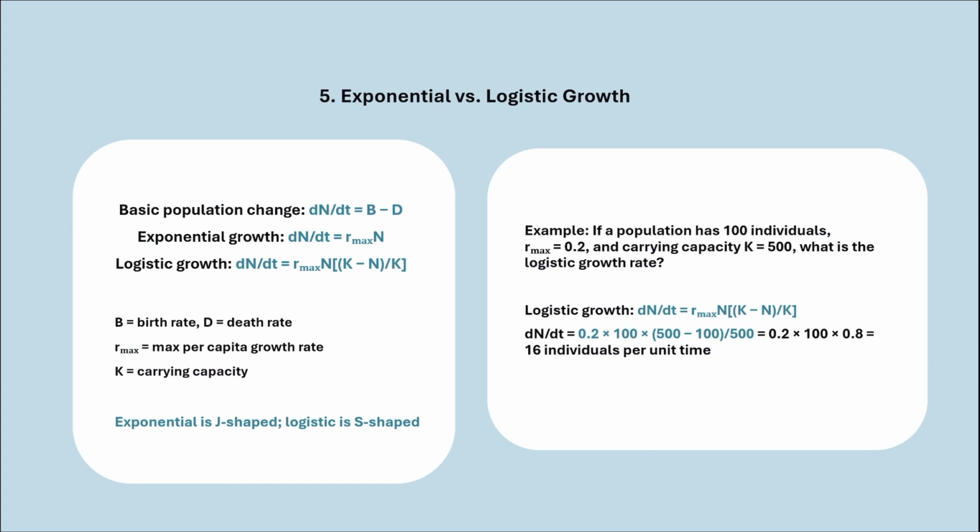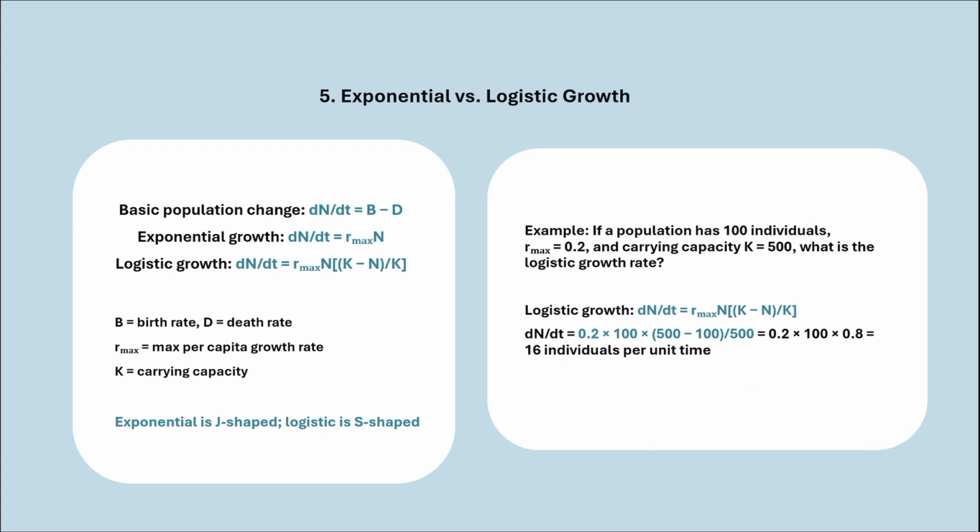Now, time to model populations. Here are 3 equations. The basic one is just birth rate minus death rate. The exponential one is Rmax, which is the max per capita growth rate, times the population size. And logistic growth is a little bit more complicated, so let's do an example. If this population has 100 individuals, Rmax equals 2.2, and K is 500, now we can plug these numbers into the equation. So we'll get 16 individuals per unit time.